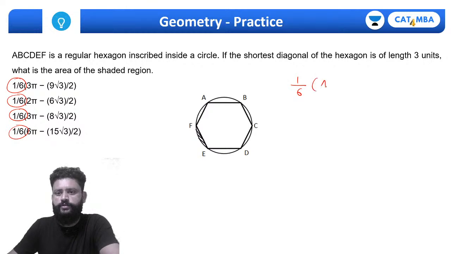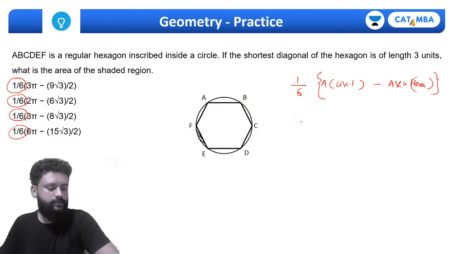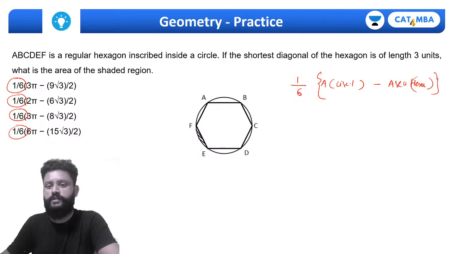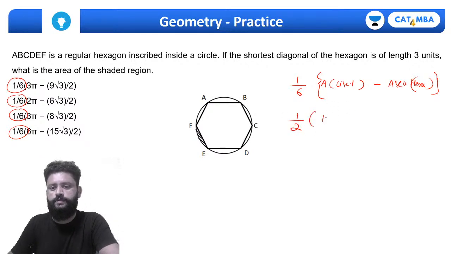1 by 6 into area of circle minus area of hexagon. This is the easiest question you can have. Just calculation part करो. I will do it carefully. That's not tough at all, and I'm quite sure मुझे ज़्यादा explain करने की भी ज़रूरत नहीं पड़ेगी इस question को. 1 by 6 into, all of you know area of circle is pi r square, minus, what is the area of hexagon guys?